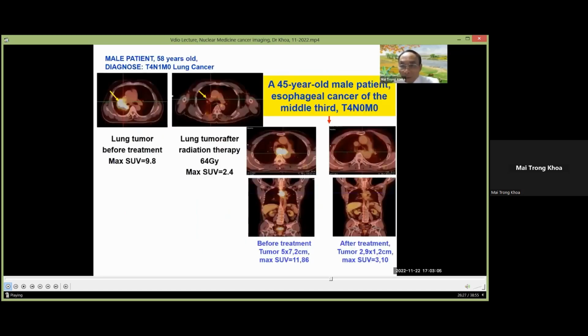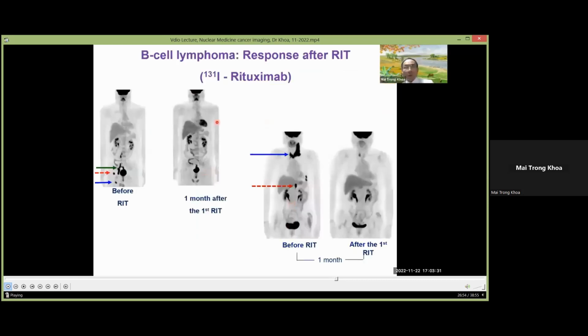And most of these patients have a good response to treatment, a complete response after having PET-CT. Second, to evaluate before and after the treatment, you can see the before and after, the tumor was destroyed. And for this patient, you can see the before and after treatment, a good result with a complete response after the treatment.